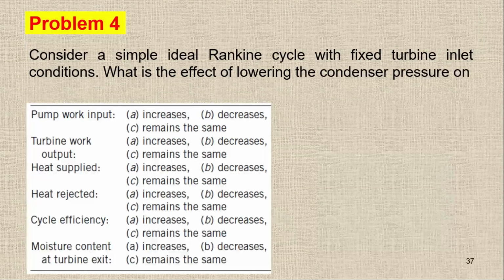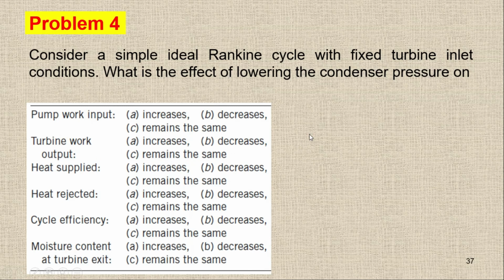So here we have some questions. Let's suppose we have the simple ideal Rankine cycle with fixed turbine inlet conditions. So the turbine inlet conditions are the same. What is the effect of lowering the condenser pressure on these things? If we decrease the condenser pressure, what will happen? The pump work input will increase, decrease, or remain constant. And in the same way we have to check all this stuff.